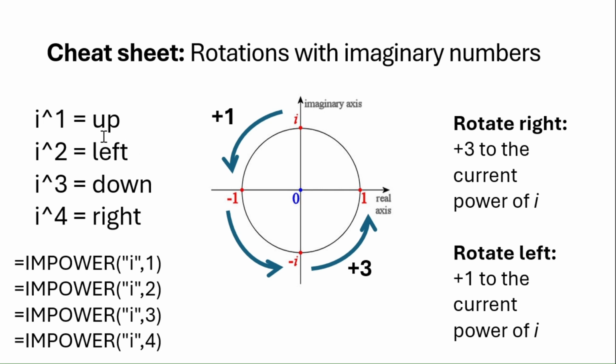If you raise the imaginary number i to the power of 1, it means up. If you raise it to the power of 2, it means left. If you raise it to the power of 3, it means down. And if you raise it to the power of 4, it means right. Each time you raise it by a power, it makes a quarter turn, and that's a counterclockwise quarter turn. So in Excel, these powers can be represented with the IMPOWER function. And to rotate, you simply need to add 3 to the current power of i to go right, and add 1 to the current power of i to go left.